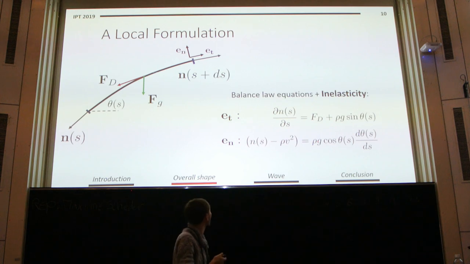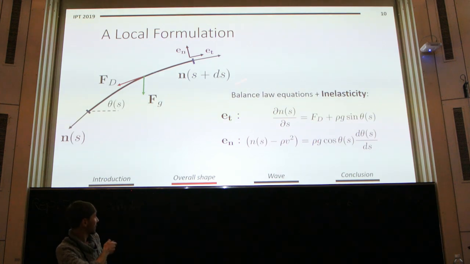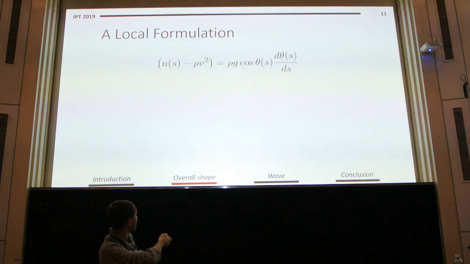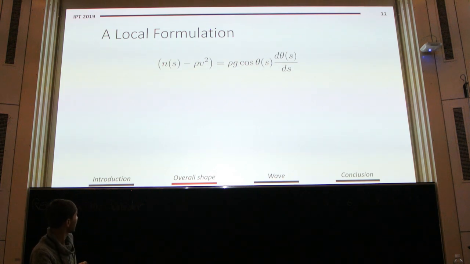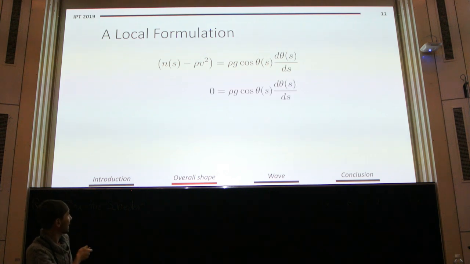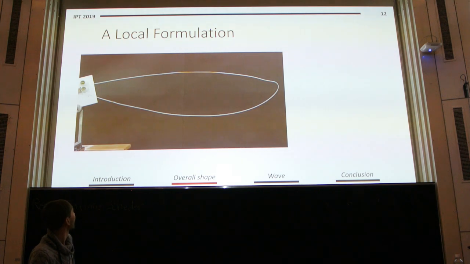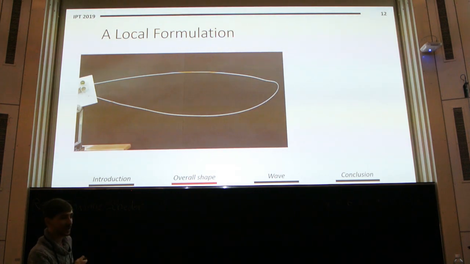All right, so now we can derive the equation for this system. So here it is. But here we have assumed that the system is inelastic. So let's get into the equation. The first one has something interesting because we see that if this term is equal to zero, it gives a singularity. And what can happen if this is zero? Well, we have either theta of s is a constant, or it is pi over 2 plus a number of pi. Theta constant is not happening in our system, and so we can erase that possibility.